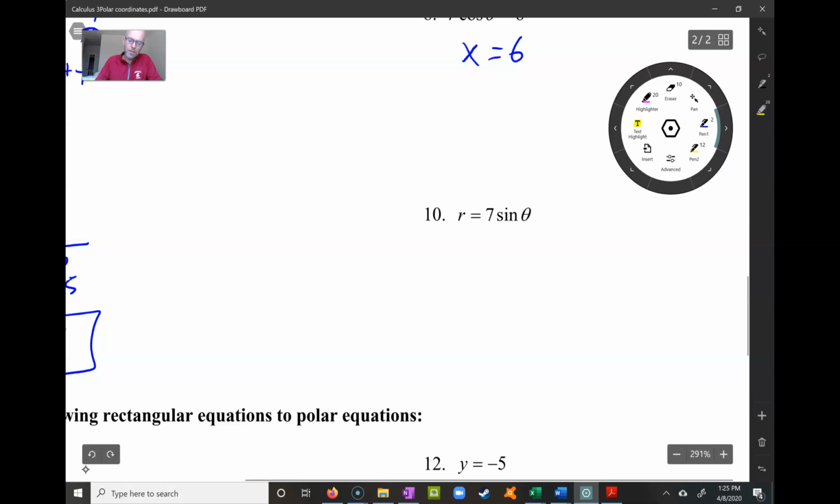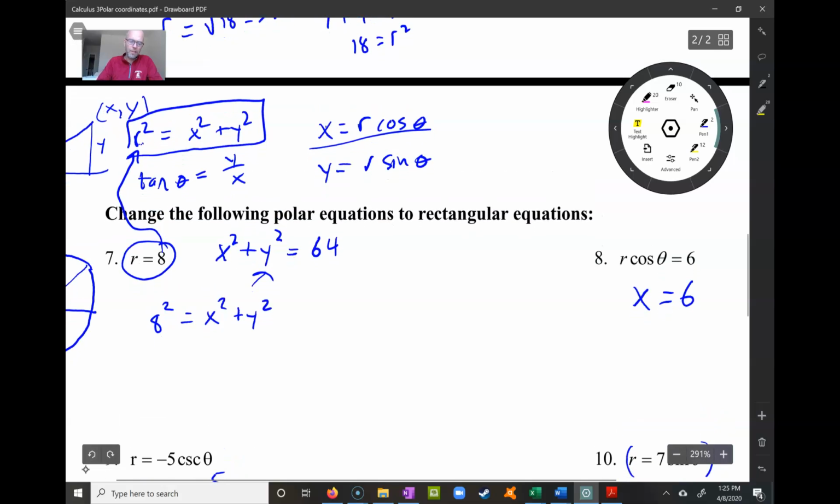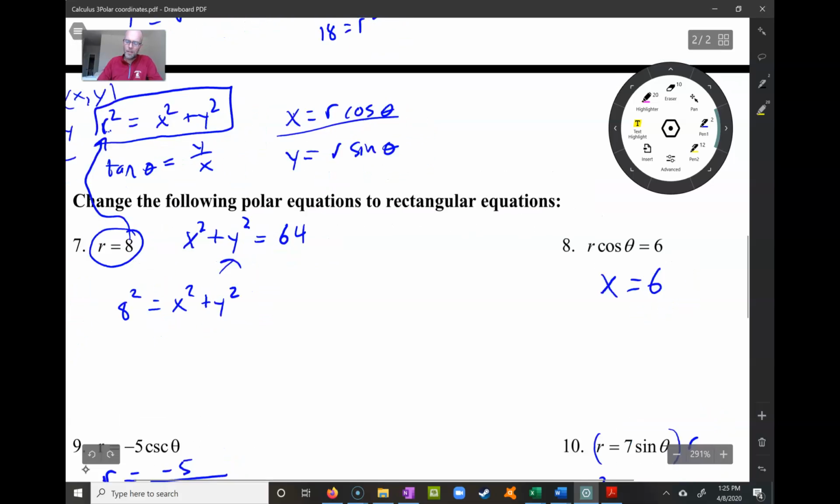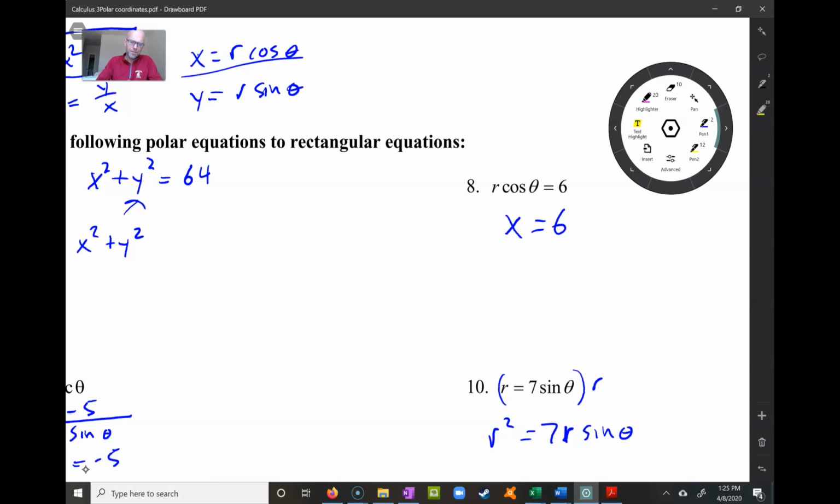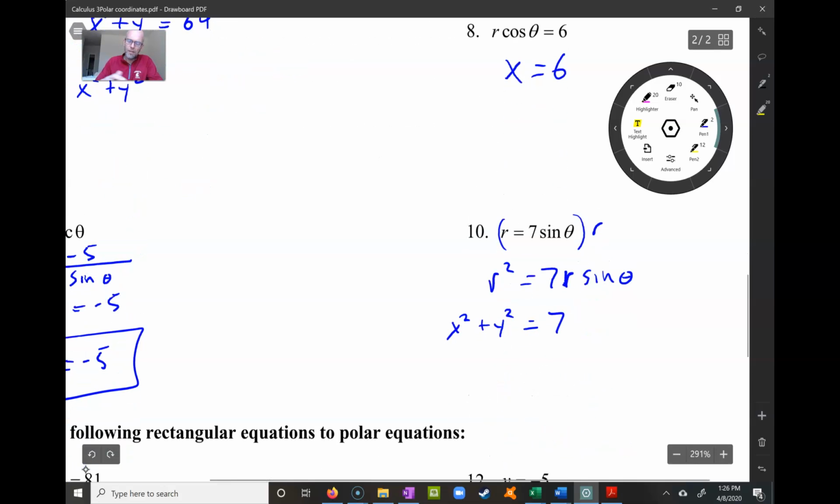So what I'm going to do is multiply both sides by r, and that would give me r squared is equal to 7r sine theta. And notice what that did is it gives me a couple things I can use quite nicely. We know that r squared is x squared plus y squared, and we know that r sine theta is the same thing as y. So I'm going to replace r squared with x squared plus y squared, and leave the 7 alone because that's just a number, and then replace r sine theta with y. And there we have an equation.